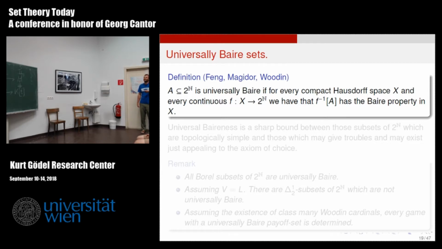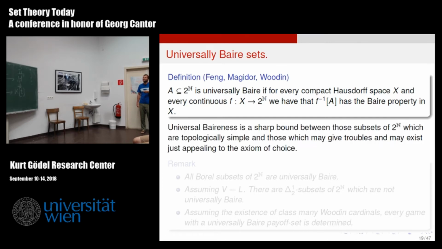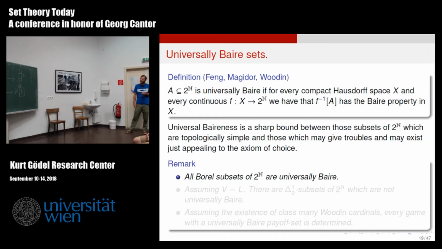But why is this a legitimate move? Because those predicates are universally Baire. What does it mean that they are universally Baire? It means that forcing is not affecting their behavior. Okay? And essentially, universally Baire gives a sharp bound between the subsets of 2 to the n whose theory is not affected by the axiom of choice, and those subsets which exist in general just by appealing to the axiom of choice.